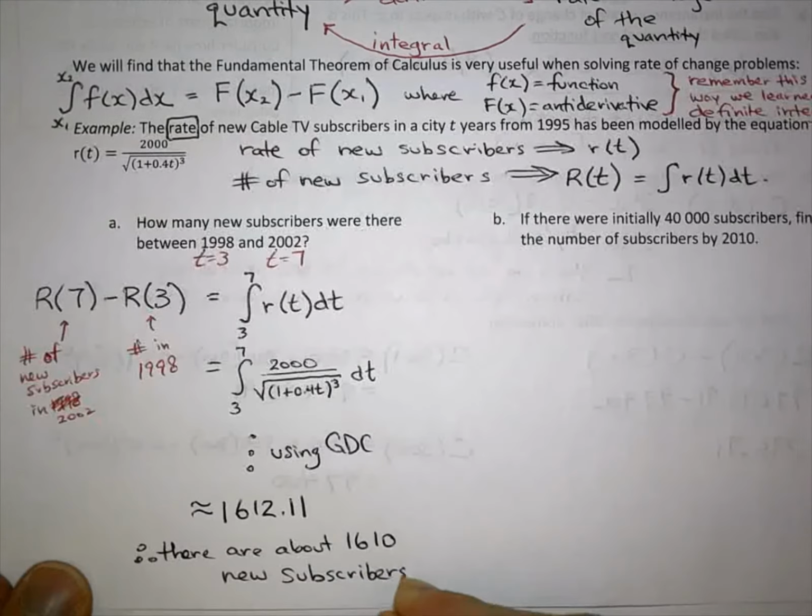You don't see a question with that kind of final answer often in IB, but I am rounding, so I have 3 significant figures. So I can only have 1, 2, 3 significant figures. The last one has to be a 0, so I have to round to 1610. Often you don't see questions where you have to round like that.